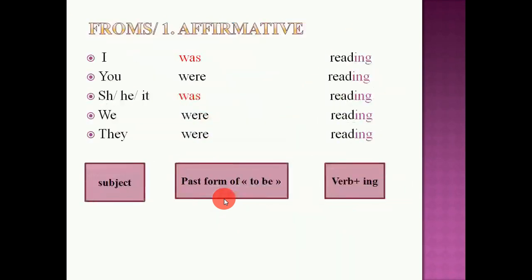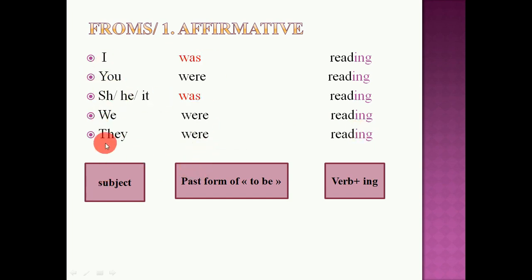Okay? So let's see the forms of the past continuous tense. Form number 1 is the affirmative. These are the personal pronouns. We know the meaning of these personal pronouns. So I was reading. You were reading. She, he, it was reading. We were reading. They were reading. So what do you notice here?